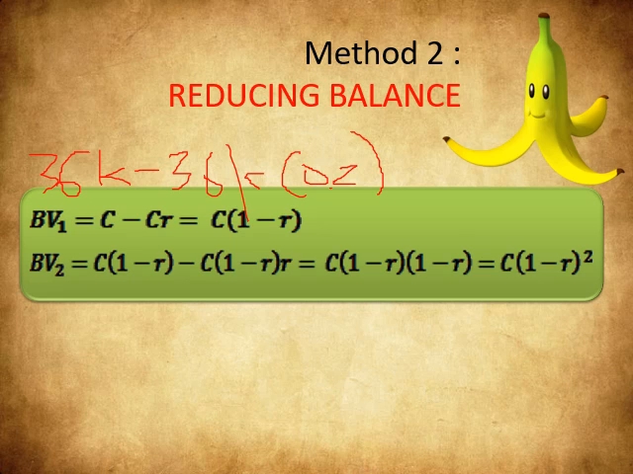After you get the value, for example value A, then you calculate the next book value. The next book value is based on A. It is not based on 36,000 anymore. The book value after the second year is C1 minus R, but based on A. So you will have A minus A times the rate of depreciation, again 0.2.